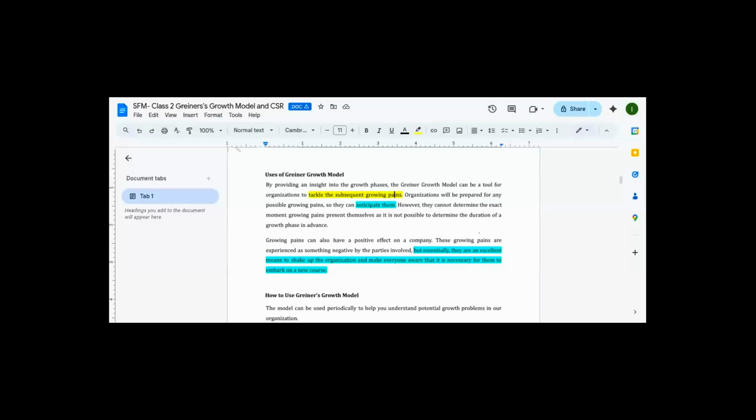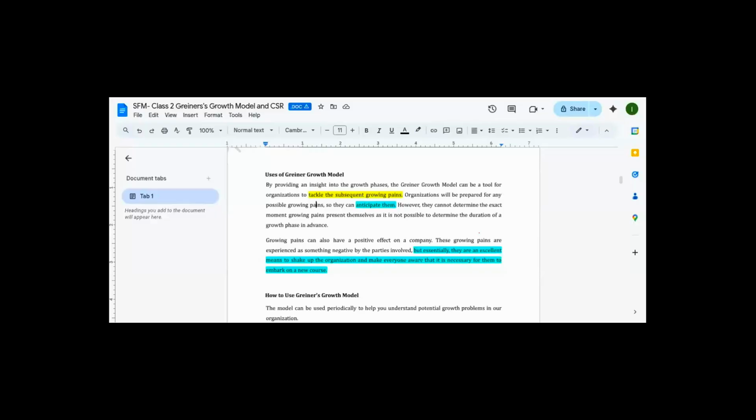And another benefit of the greenhouse growth model is that the organization will be prepared for any possible growing pains. That means the organization will know that there is no smooth transition, that there is no perfect organization or business industry, that there are bound to be uncertainties and threats from the business environment. And as we are growing up, we are likely to face some challenges, so we are going to put in place a contingency and proactive approach to manage and, if possible, overcome those challenges.